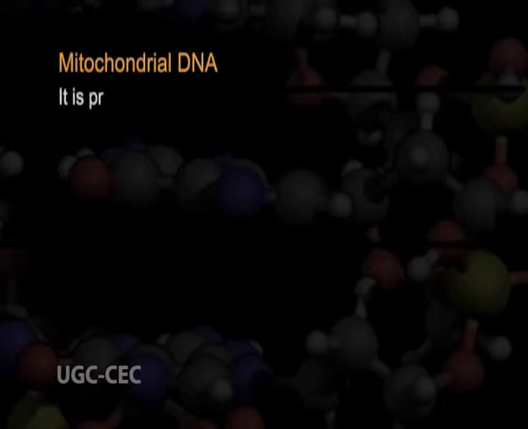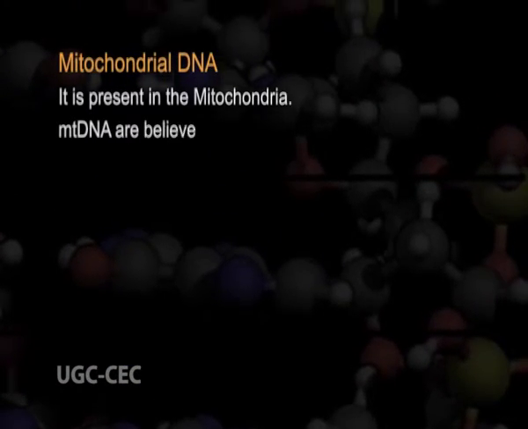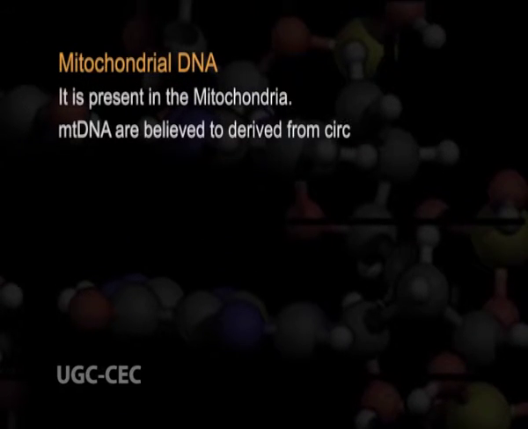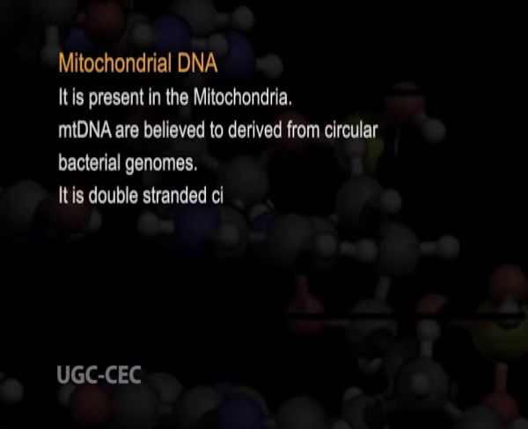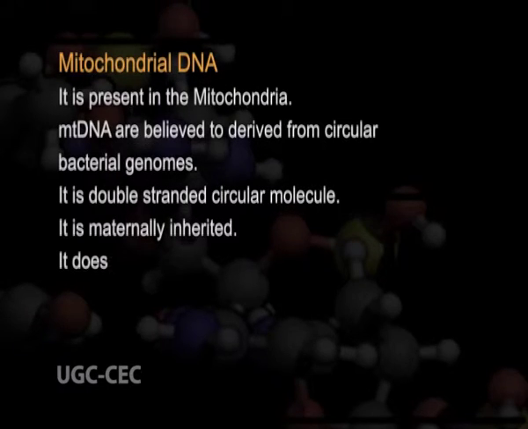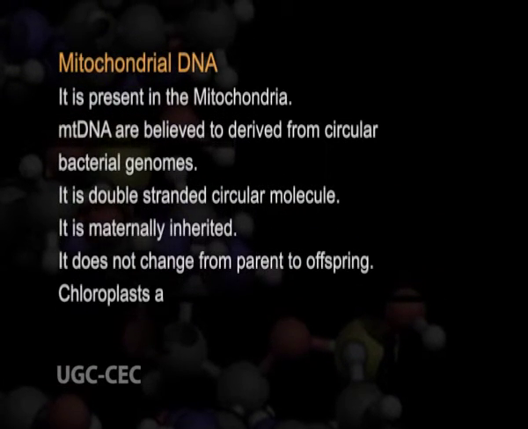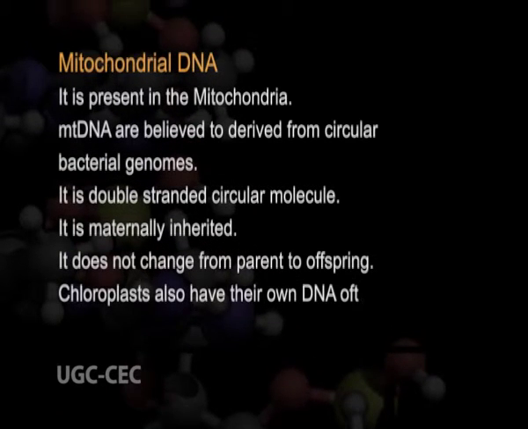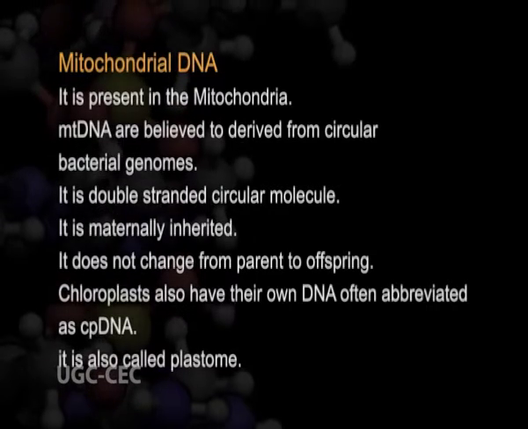Now let us come to mitochondrial DNA. It is present in the mitochondria. Mitochondrial DNA is believed to derive from circular bacterial genomes. It is a double-stranded circular molecule. It is maternally inherited. It does not change from parent to offspring. Chloroplasts also have their own DNA, often abbreviated as cpDNA. It is also called plastome.